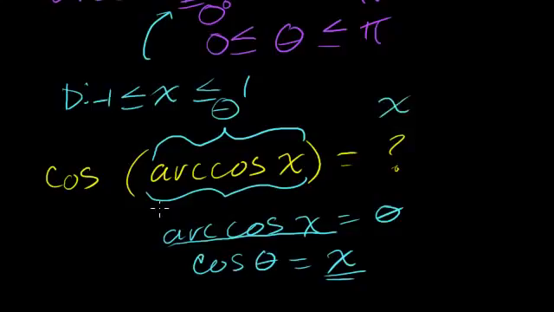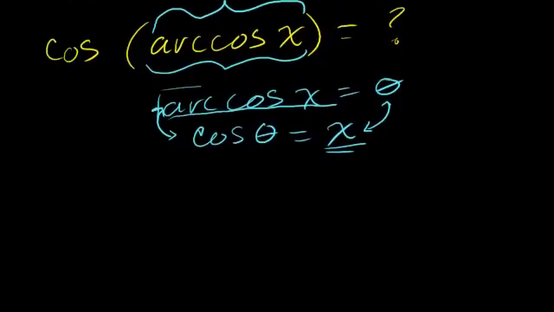Hopefully I didn't confuse you there, right? I'm just saying, look, arc cosine of x, let's just call that theta. Now, by definition, this means that the cosine of theta is equal to x. These are completely equivalent statements right here. So if we put a theta right there, we take the cosine of theta, it has to be equal to x.